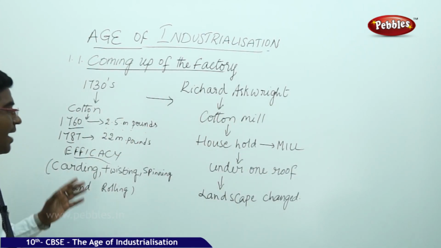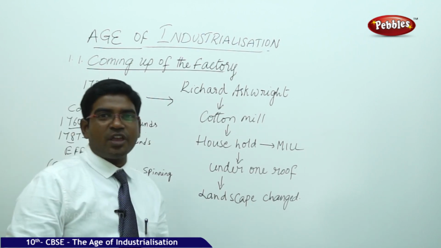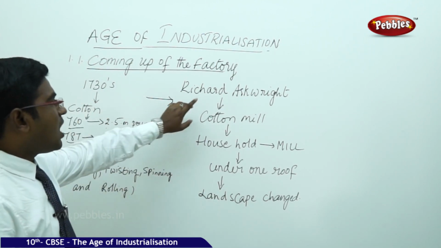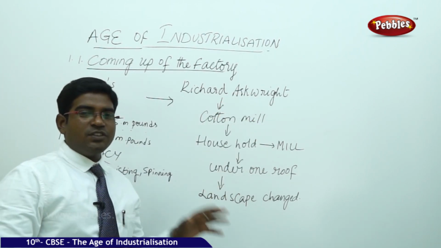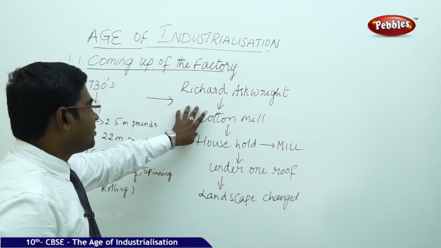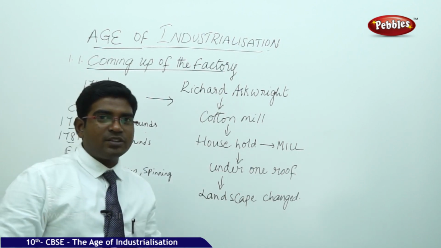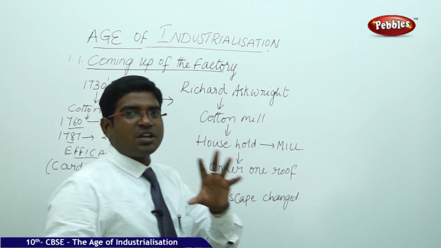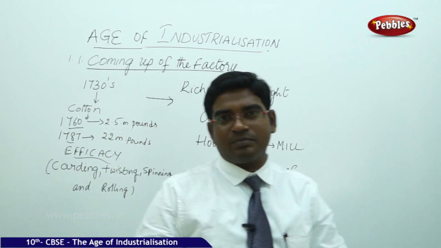And then we move on to the other major development which changed the entire outlook of cotton in the world: Richard Arkwright. This man invented the cotton mill. Richard Arkwright's invention of the cotton mill made the entire system tremble during that time.